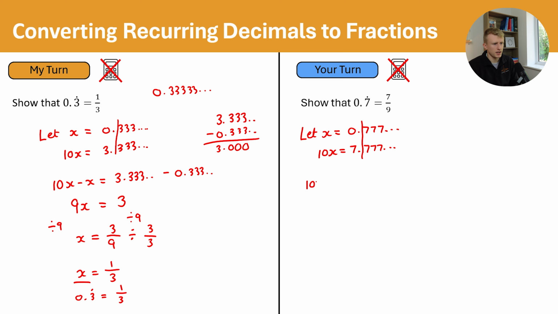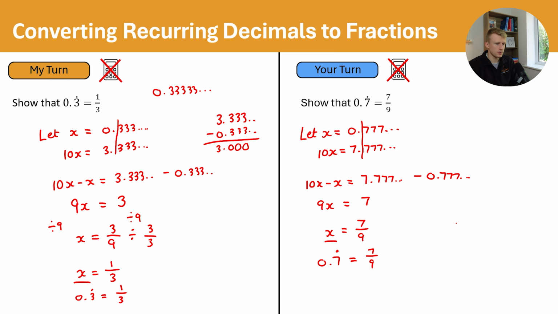My next line is going to be 10x subtract x, and that's equal to 7.7 recurring, subtract 0.7 recurring. 10x subtract x is 9x, and 7.7 recurring subtract 0.7 recurring is 7. Divide both sides by 9, x is equal to 7/9. My last line is just remembering what I said x was. I said it was 0.7 recurring above. My last line can be this: 0.7 recurring is equal to 7/9.